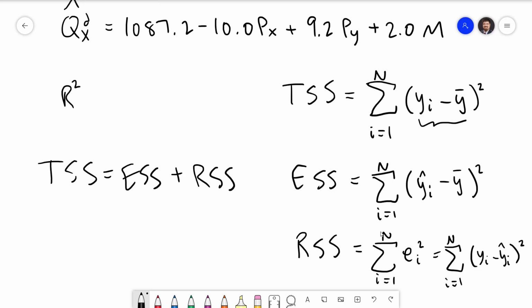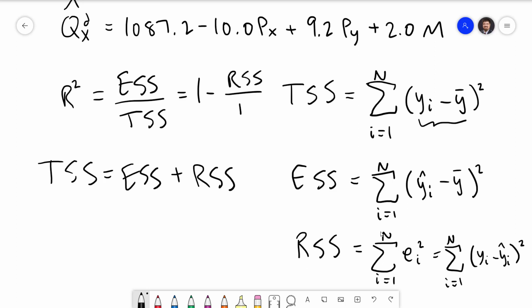The definition of R squared is the ratio of the ESS to the TSS. This will tell us the proportion of the total amount of variation in the sample that was explained by the regression. Based on the relationship between ESS and RSS, we can also write the R squared as 1 minus the RSS over the TSS. The more variation that is explained by the regression, the closer the ESS is going to get to encompassing the entire TSS.